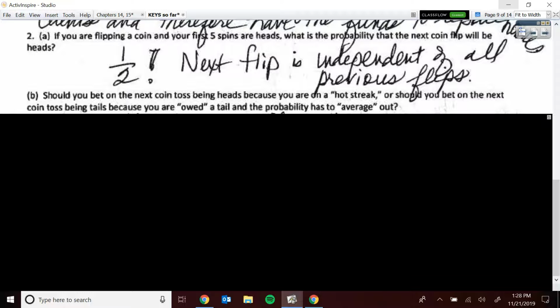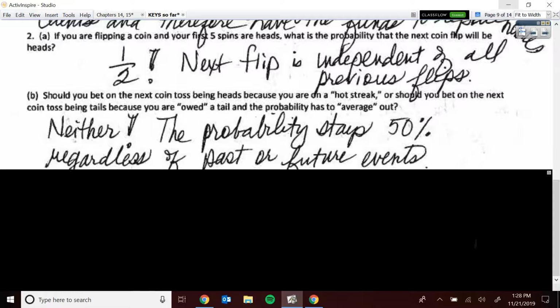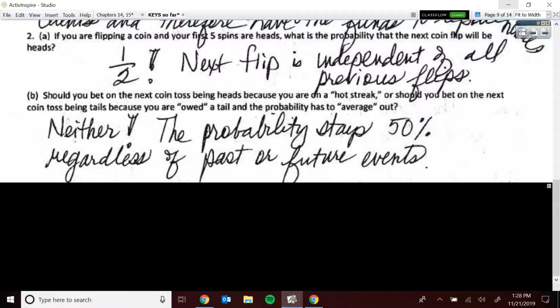What do you think? Neither. Good job. Neither, because that probability is still 50%, regardless of what has happened in the past and regardless of what has happened in the future. 5 times is nothing. We're talking many trials, where the law of large numbers is going to come out. And I'll play the song for you guys of the law of large numbers later.